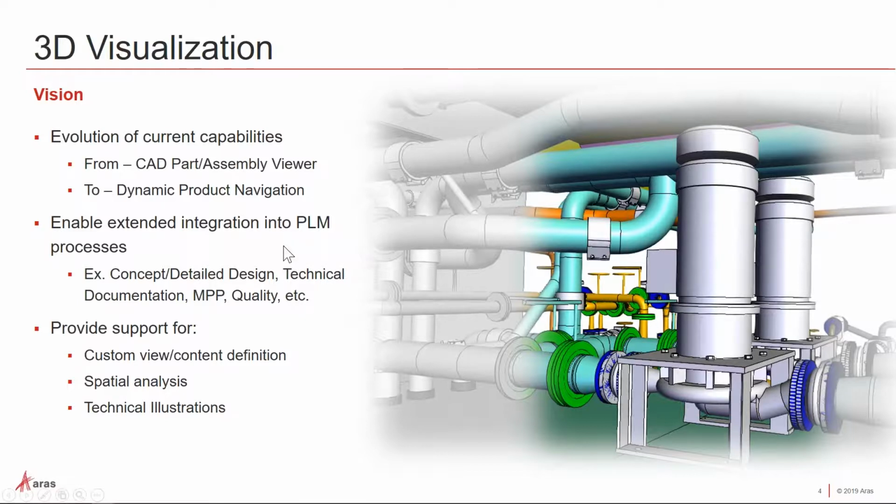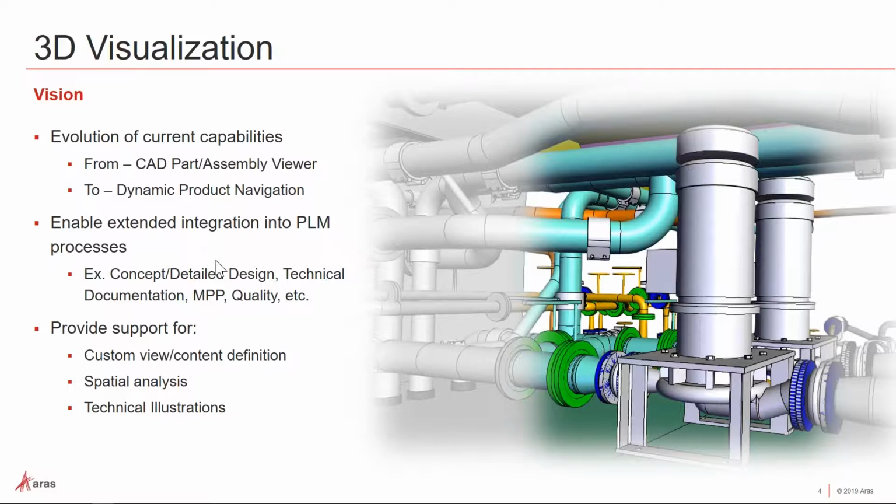Going forward, we are going to transition or provide additional functionality to what is now a single part or single static assembly visualization tool, something that we refer to as dynamic product navigation. And I'll explain a little bit more what that means in the next slide. Our goal is to be able to extend 3D visualization to other areas of our product and to other PLM processes like detailed design, technical documentation, manufacturing process planning, eventually MRO, and others as well.